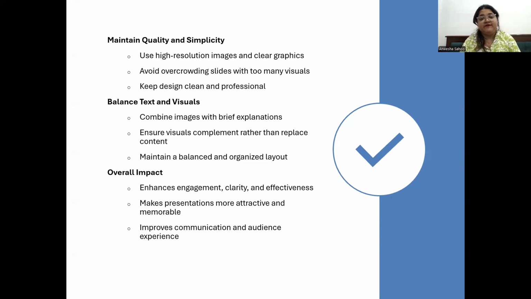Combine images with brief explanations. Ensure visuals complement rather than replace content. Maintain a balanced and organized layout so that it will enhance engagement, clarity, and effectiveness. It will also make your presentation more attractive and memorable. It improves your communication and audience experience.